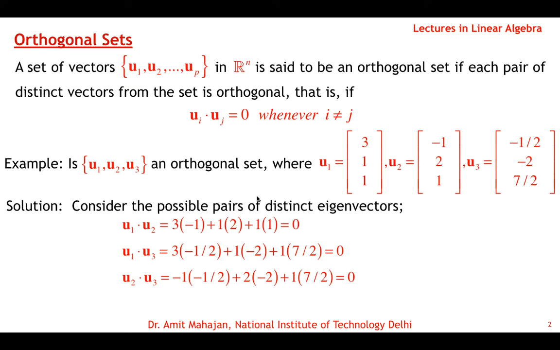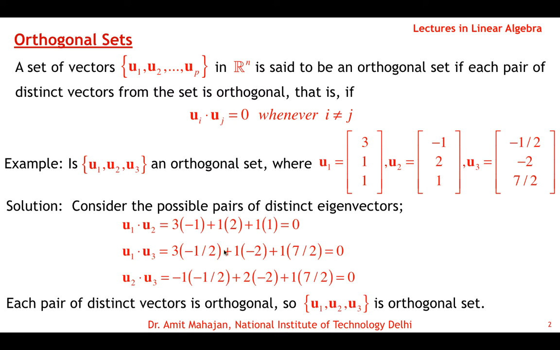So these are the three pairs. When u1 is taken dot product with u2, corresponding elements are multiplied and added: 3 multiplied by minus 1, plus 1 times 2, plus 1 times 1. You can clearly see that this sum is 0. Similarly, the dot product of u1 with u3 is 0, and the dot product of u2 with u3 is also 0. So each pair of vectors is orthogonal, and clearly this set of three vectors is an orthogonal set.